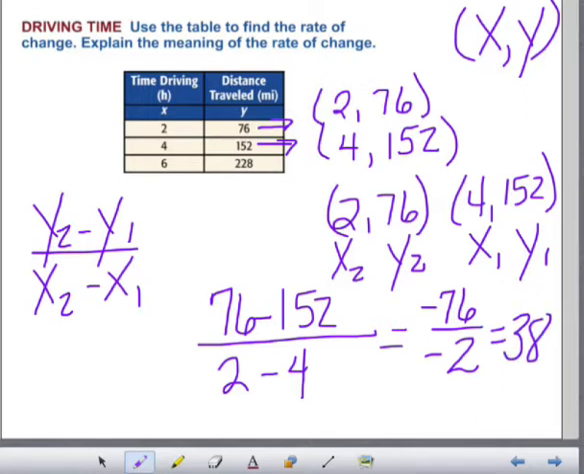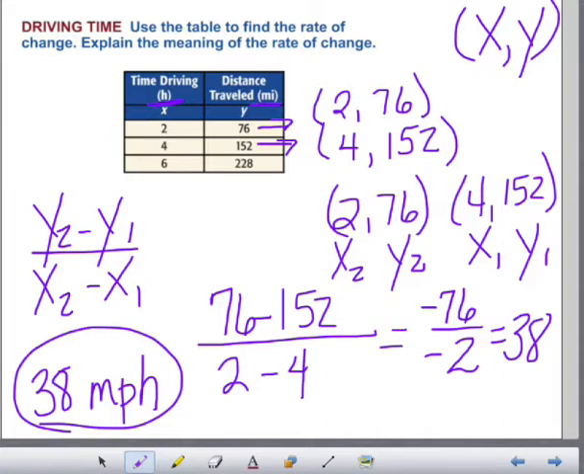Now, what does that mean? If my rate of change is 38, what is it? They were driving, because this is all driving, 38 miles per hour. By looking at my chart, I know that they were going 38 miles per hour. That was my rate of change, changing 38 miles per hour. Again, if we were to graph these points on a line, we could find a slope that would be at that same rate. It's like finding the slope of a line, the rate of change.